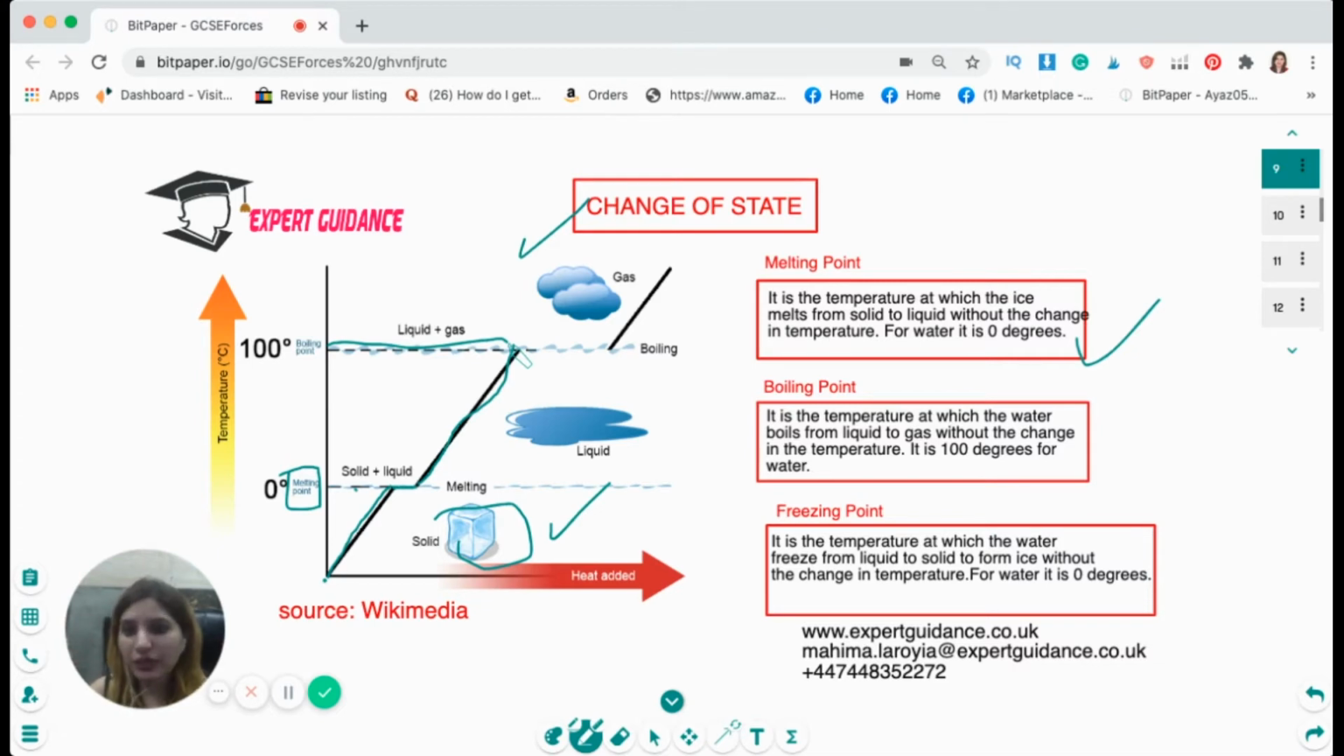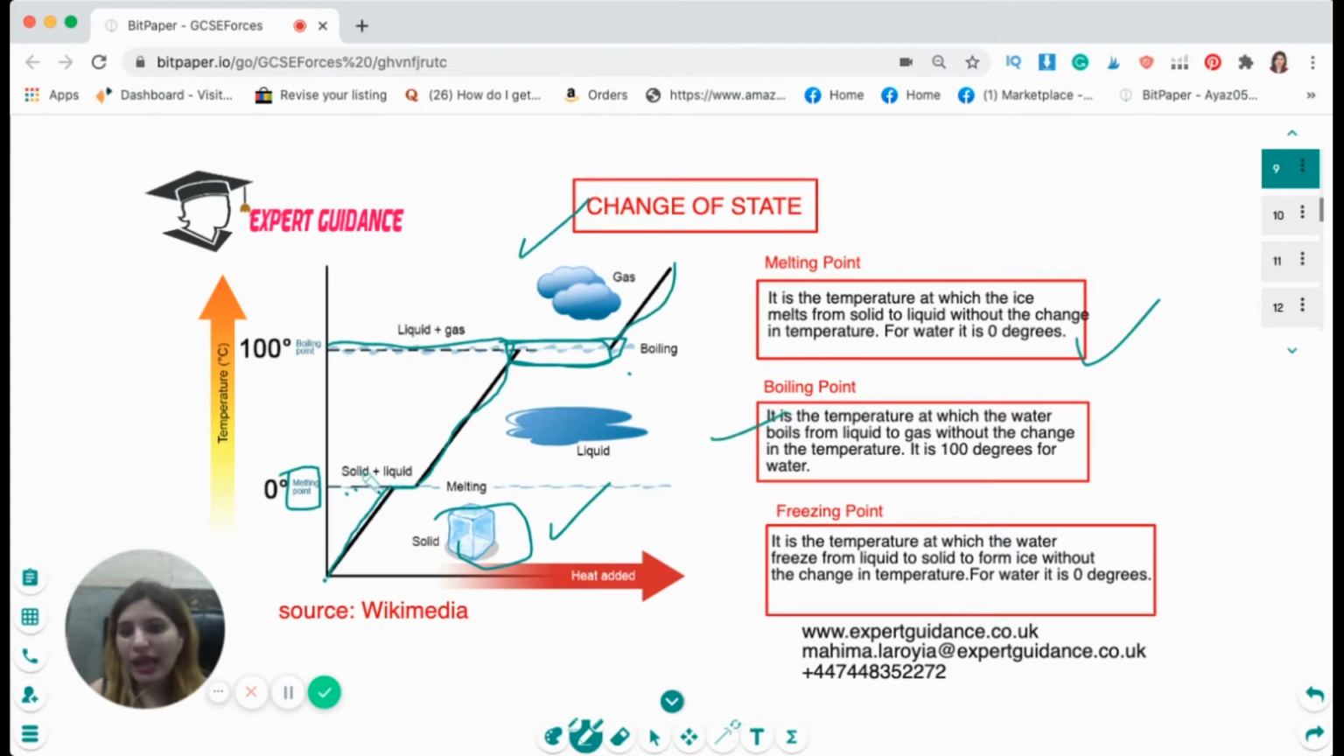And at 100 degrees, it will remain at 100 degrees until all the liquid is boiled. So boiling point is the temperature at which the water boils from liquid to a gas without the change in temperature. Remember, in the melting point and the boiling point, the temperature remains constant until all the material is melted or heated. And after boiling, the temperature keeps on increasing until we reach the gas state.